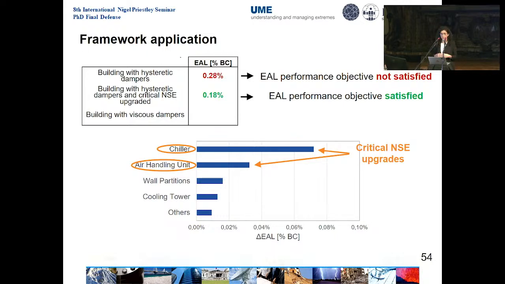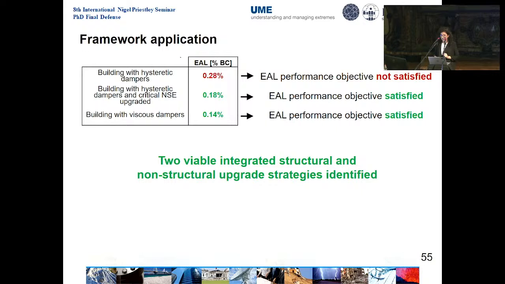And these results make sense. When we are retrofitting the building with hysteretic dampers, we are increasing the stiffness of the structures, and therefore we are increasing the seismic demand on the acceleration-sensitive non-structural elements inside the building. So what this result is telling us is that in order to obtain a viable upgrade strategy, we have to combine the retrofit solution with hysteretic dampers with the upgrade of 2 acceleration-sensitive non-structural elements.